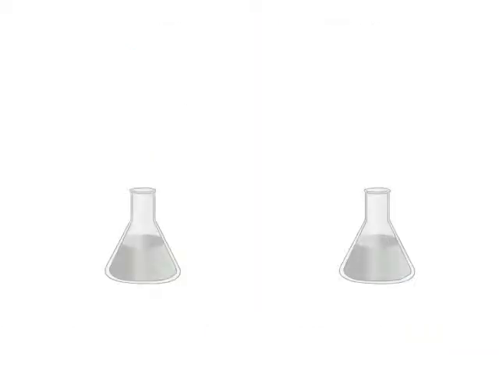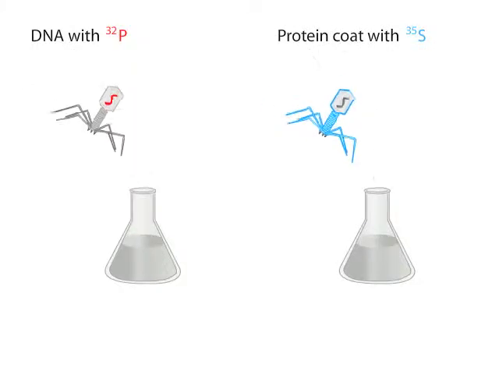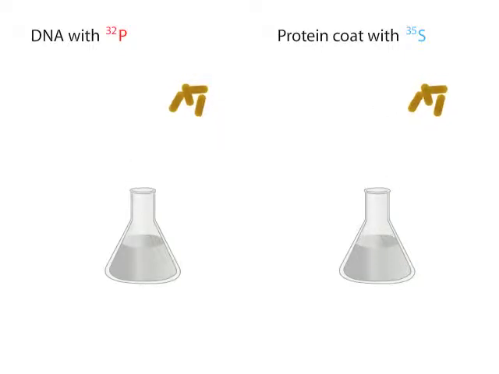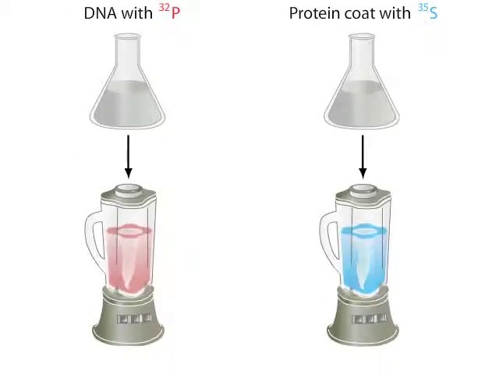After growing the virus in the presence of either P32 or S35, the two radioactive viral samples were added along with the host bacteria to fresh culture medium. The viruses were given enough time to infect the bacteria, after which the culture medium was agitated in a blender to detach the viruses from the bacterial cells.